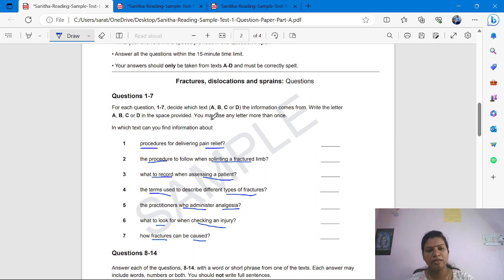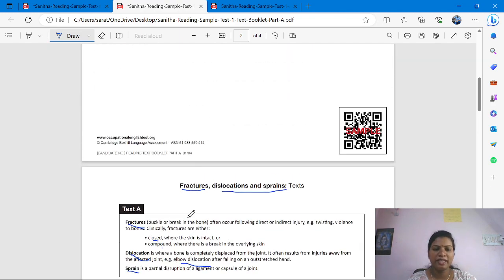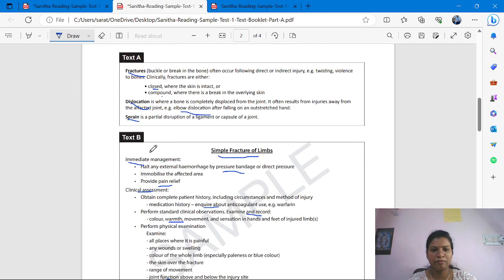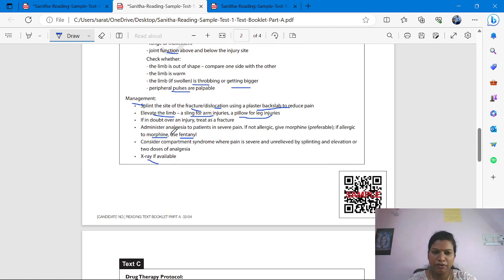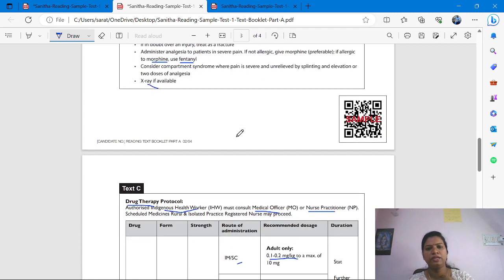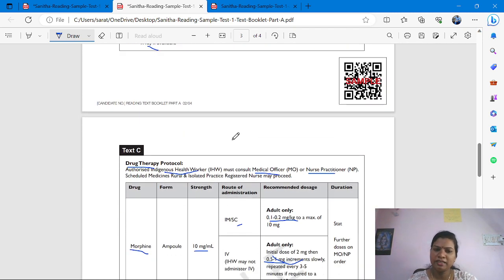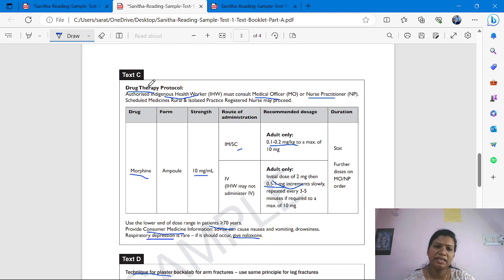We got overall information about the four texts. Then you can easily find out these seven answers also. Procedures for delivering pain relief. First, what they are asking about the fractures. Second, they are saying about the medical management and assessment and pain relief also. Here also they are saying administer analgesia to patient in severe pain, but there is no procedure for pain relief. Third, they are not saying anything about the procedures for pain relief.